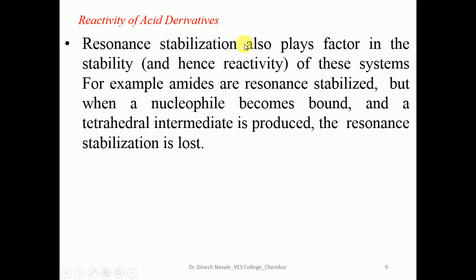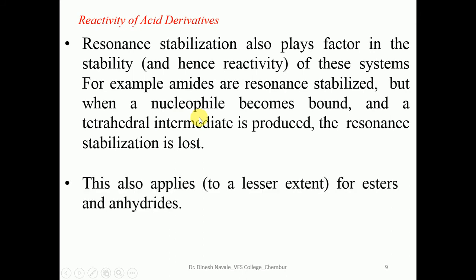Now, reactivity of acid derivatives. Resonance stabilization also plays an important role in acid derivative stability, which also proceeds through the tetrahedral intermediate. This also applies for esters and anhydrides. It depends on the starting material, which can be an ester. We have seen the examples for aldehyde, ketone, and acid, and this can also apply for the ester as well as the anhydride.